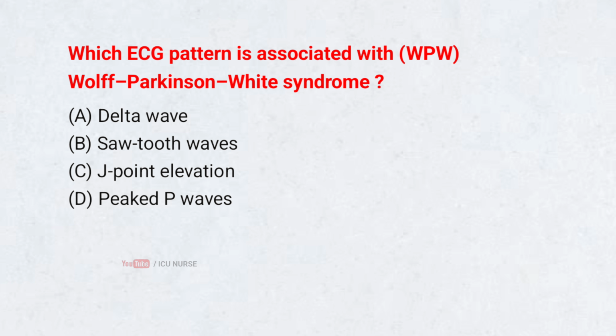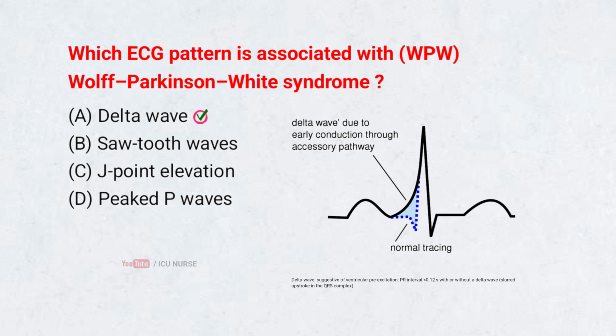Which ECG pattern is associated with Wolff-Parkinson-White syndrome? A. Delta wave. B. Sawtooth waves. C. J-point elevation. D. Peaked P waves. Correct answer A. Delta wave. WPW syndrome is characterized by an accessory conduction pathway causing a slurred upstroke at the beginning of the QRS complex, known as the delta wave. It shortens the PR interval and widens the QRS.